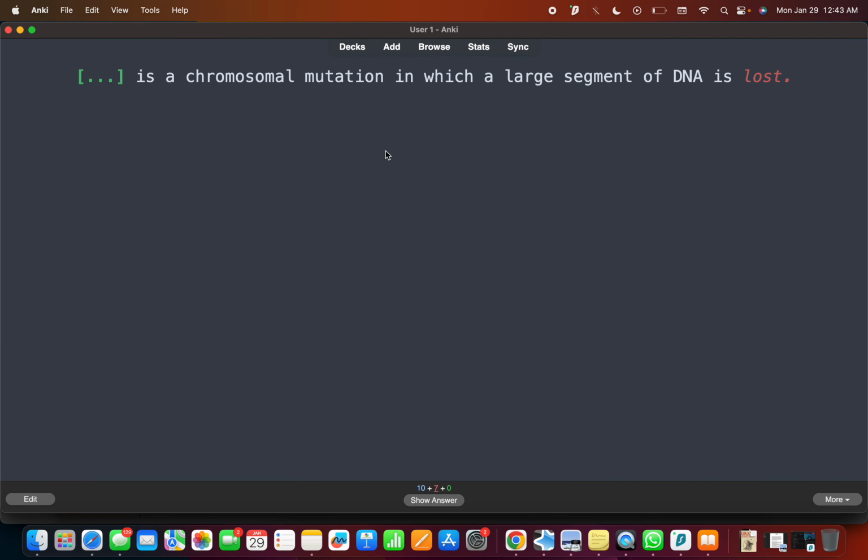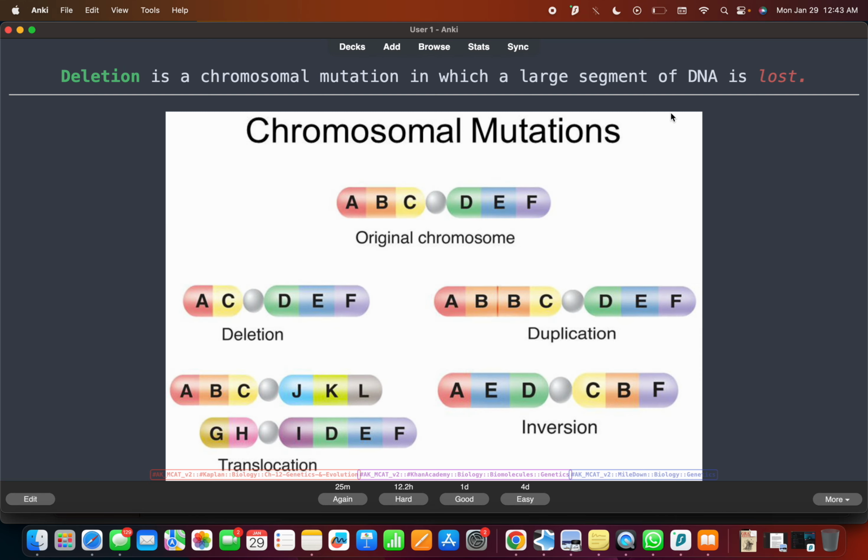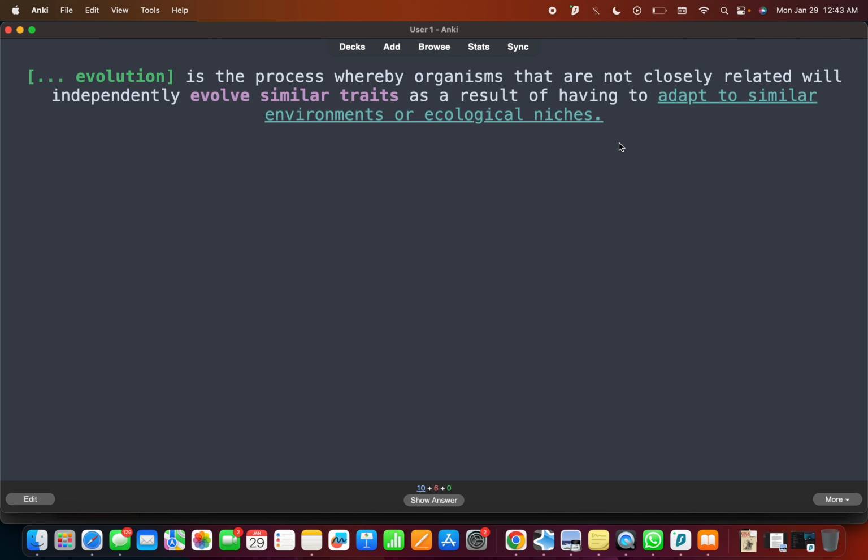Cool. What is a chromosomal mutation in which a large segment is lost? Deletion. What is the process whereby organisms that are not closely related will independently evolve similar traits as a result of having to adapt to similar environments or ecological niches? So it's not closely related, it's not divergent, it's either convergent or parallel. So will independently evolve similar traits. When it's independent, it's probably convergent. As a result of having to adapt to similar environments.